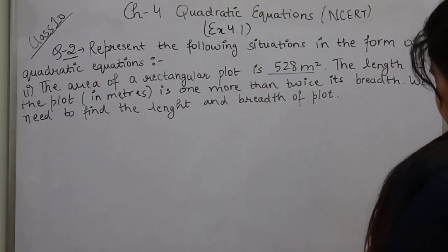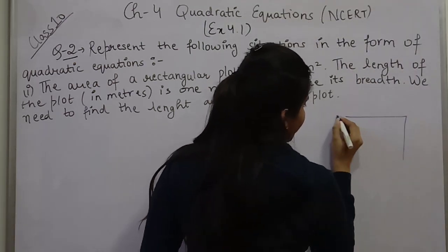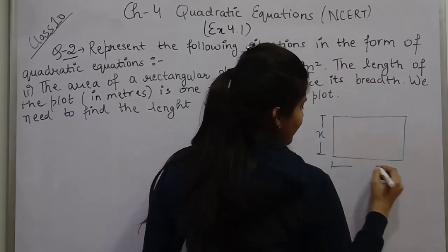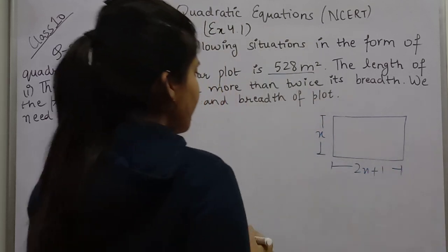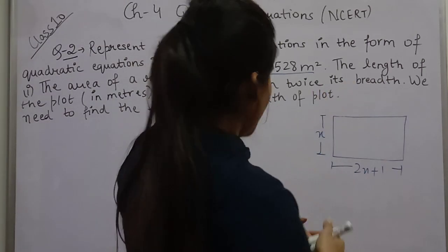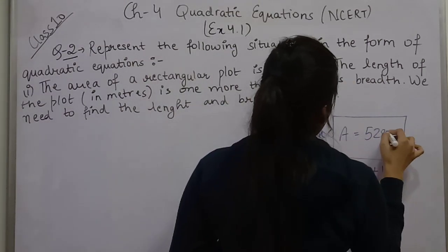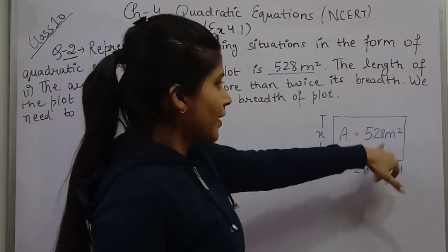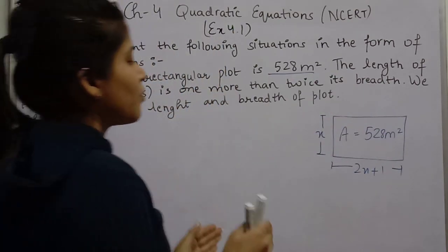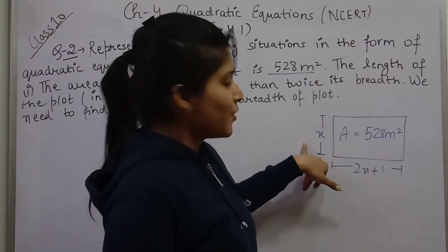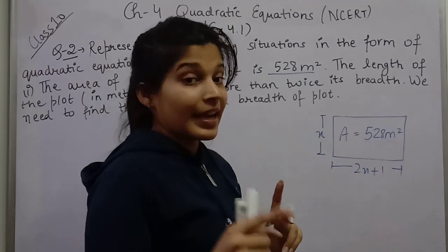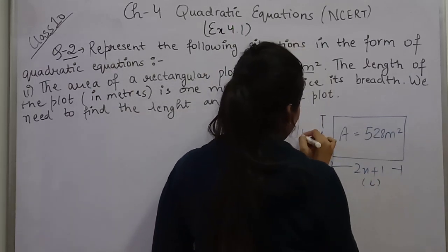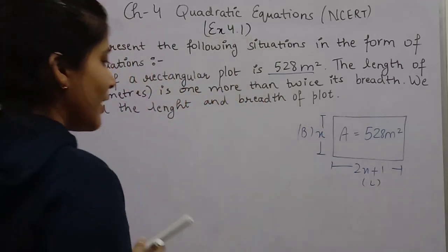Okay, so let's start with, see, suppose the rectangular plot looks like this. So इसमें जो breadth है this, उसको हम x let कर रहे हैं so that जो length है वो हो जाए 2x plus 1. Why? Because read the question again. It says area भी लिख देते हैं. Area is 528 meters square. ठीक है. So the area of rectangular plot is 528 meters square, and the length of the plot is 1 more than twice its breadth. So if the breadth is x, x के twice से 1 more. मतलब 2 of x से भी 1 ज़्यादा है length. So this is the length and this is the breadth.